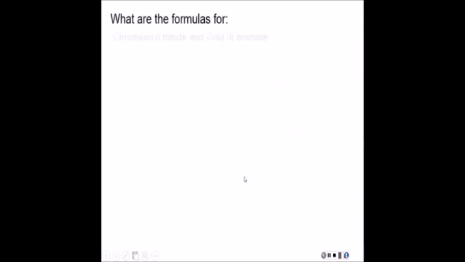Okay. So here's one for you to try. What are the formulas for chromium 3 nitride and gold 3 bromide? So what we need to do is come up with the ions for both. So chromium 3 and gold 3 you could get just by looking at the Roman numerals. Nitride and bromide, you might want to check your periodic table.